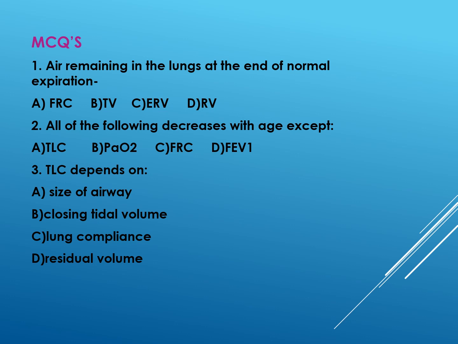And what is the closing tidal volume or closing volume? During forced expiration, a volume is reached at which the airways at the base of the lungs begin to close. The volume of lungs above residual volume at which airways begin to close is called closing volume. So it is somewhere between FRC and RV. It is about 10% of VC. So closing volume or airway caliber does not determine the total lung capacity. So here the answer is lung compliance.